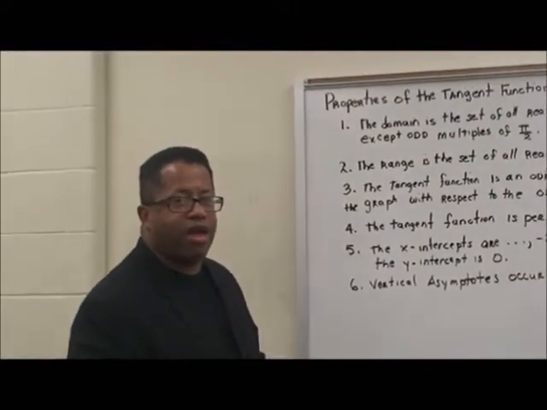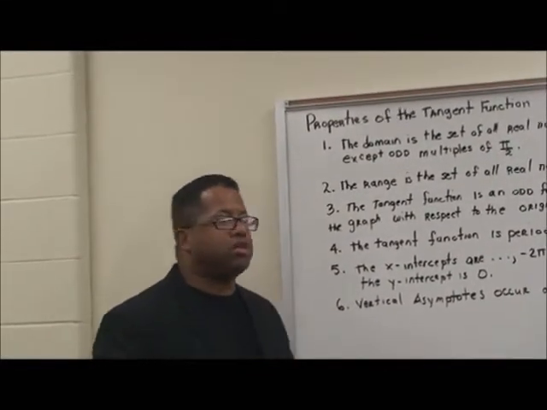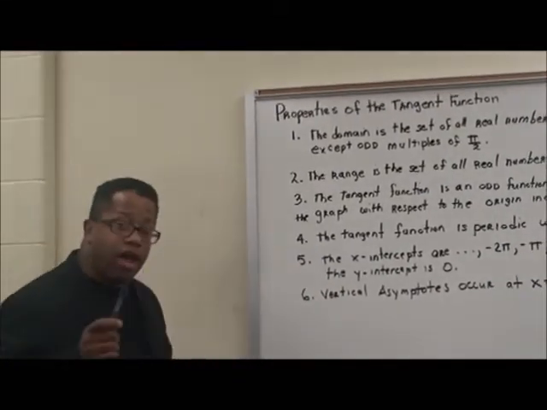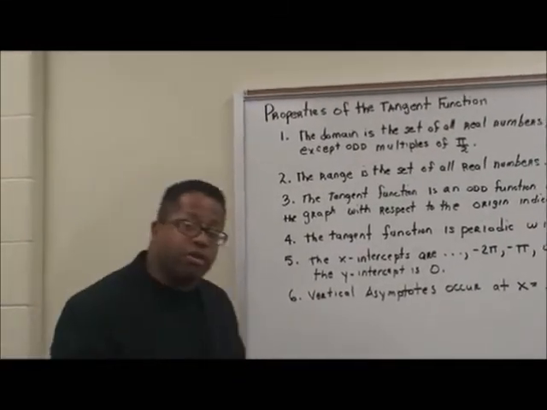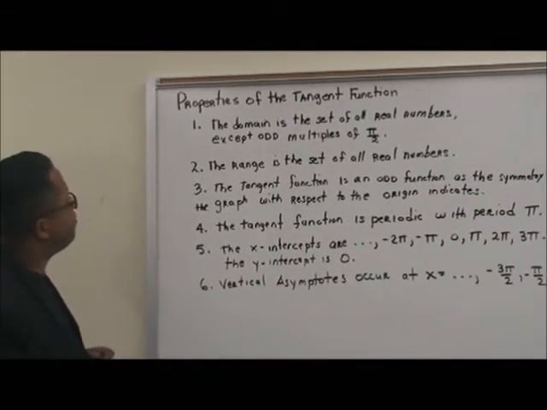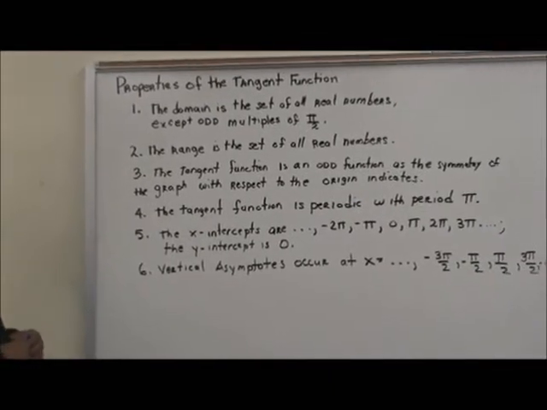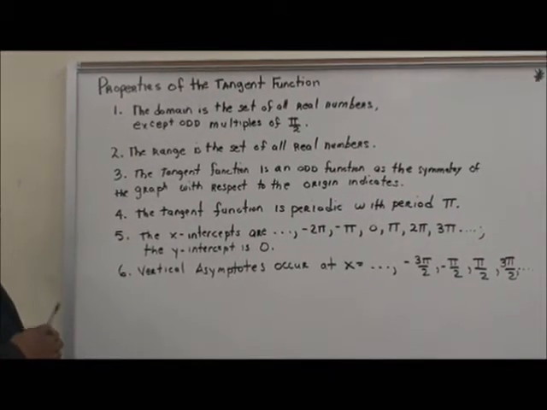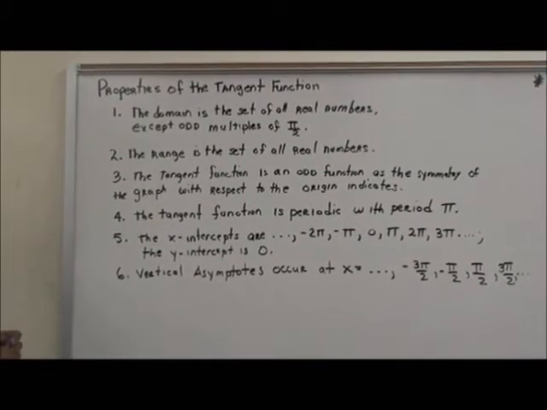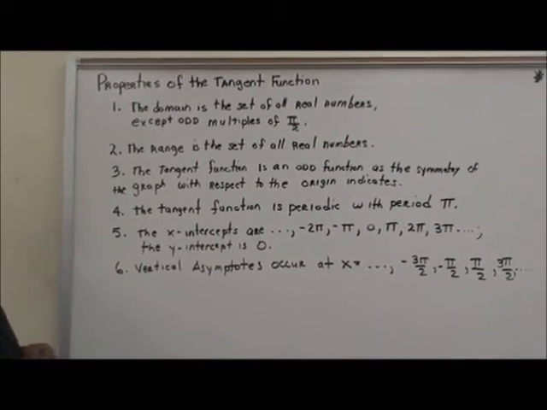Hello and welcome back. We're going to continue our discussion on tangent functions. Today we're going to talk a little bit about the properties of the tangent function. Let's speak about the domain a bit. The domain is the set of all real numbers except odd multiples of pi over 2, and the range is the set of all real numbers.